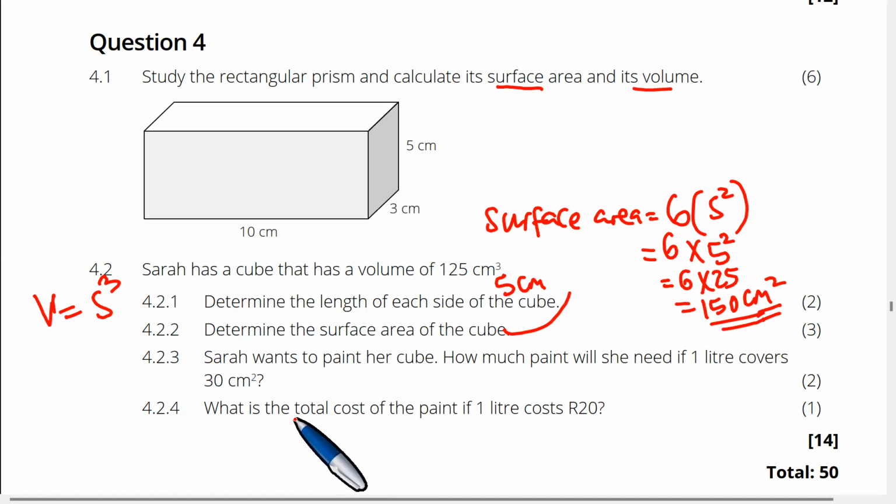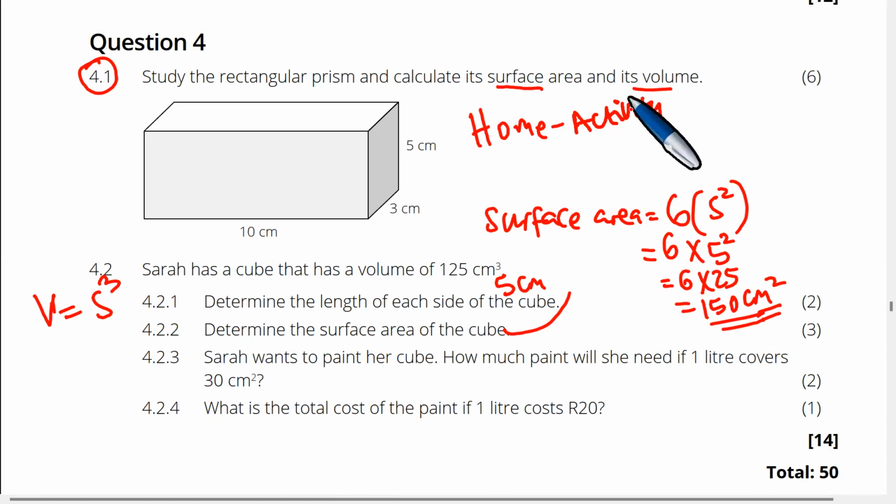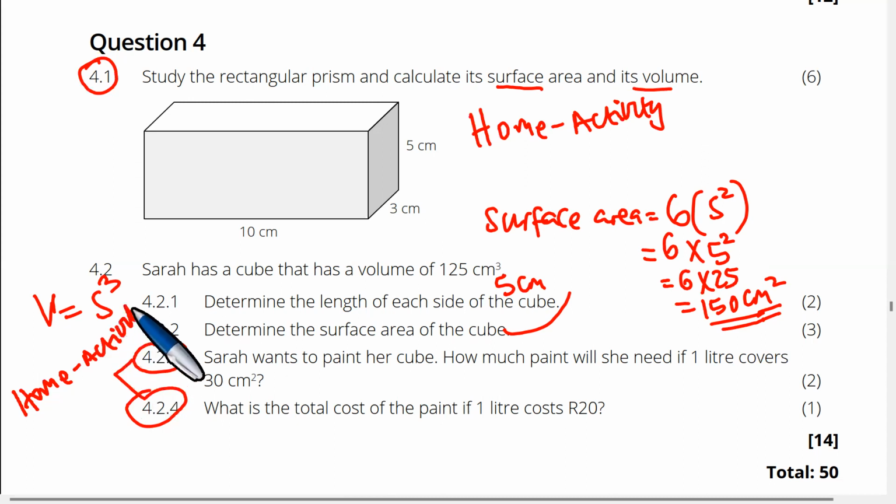Let me give you homework. Okay, so 4.1 is your homework. I'm going to send the video so you don't need to copy it down. This is your home activity. When I send the video, you try 4.1, and also you try this one. Those two form part of your home activity. But we're going to meet tomorrow.